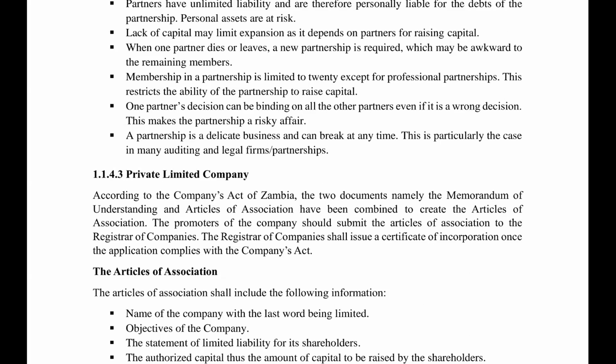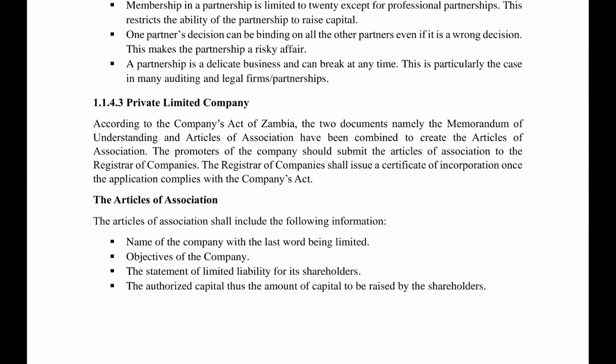Okay, this is a private limited company. I've talked about the articles of association. It has got the following details: the name of the company, which has the last word "limited". All limited companies have "limited" as the last word.